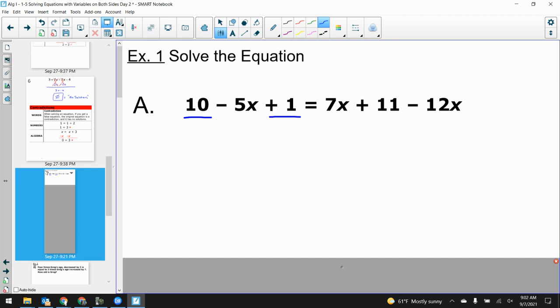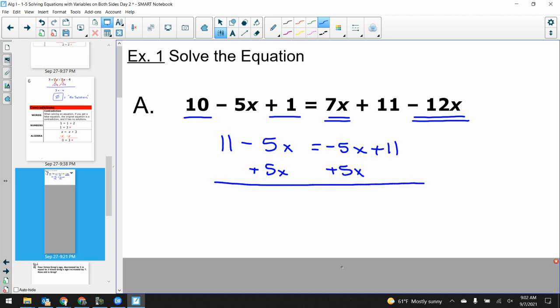I've got the 10 and the 1 to make 11. I've got the 7x and the minus 12x to make -5x. You may see something weird is going to happen because there is no little guy. The variables match. If I were to move the variable over to the other side, no matter which one I'm focusing on, they're going to cancel out on both sides. That means I get 11 is equal to 11.